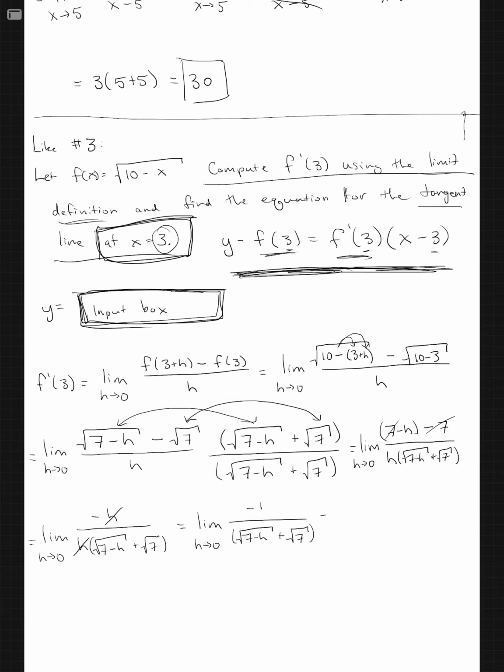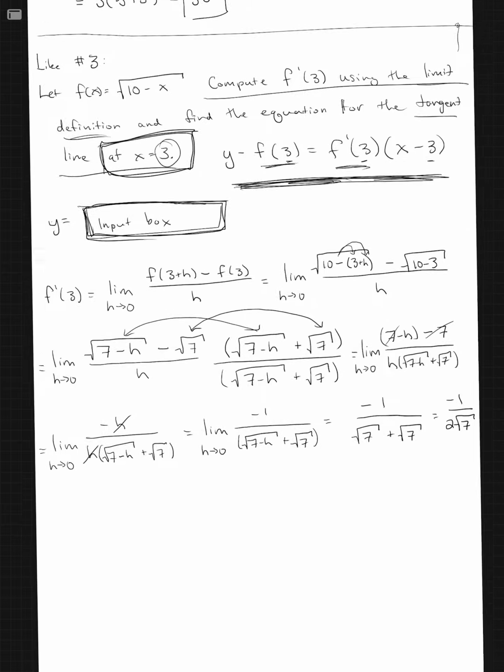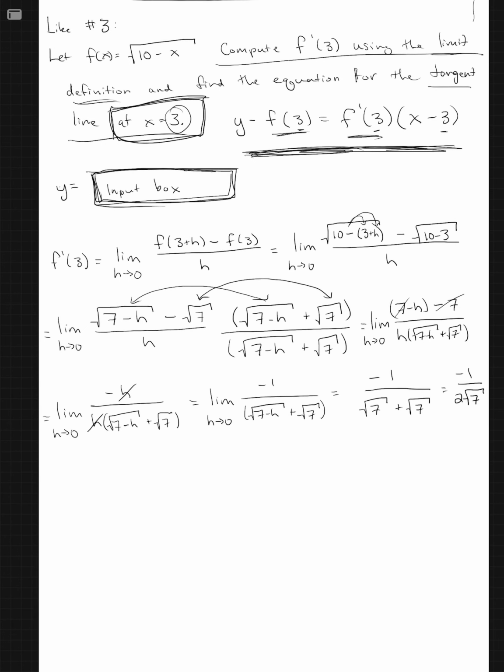And now, we can do our substituting thing. Substituting gets us negative 1 over the square root of 7 plus the square root of 7. So that's negative 1 over 2 square roots of 7. Right, so that was the answer to the first part of this problem, which was to compute f prime of 3. Now we need to find the equation for the tangent line, so we need y minus f of 3. We actually already figured that out, right? This is f of 3.